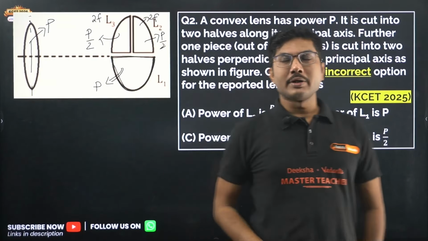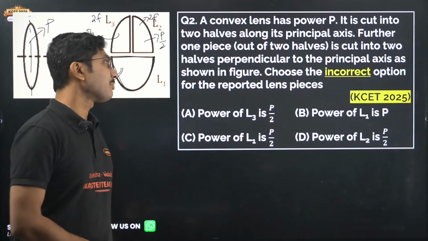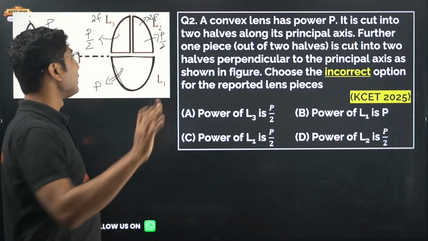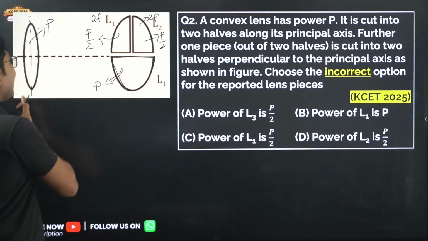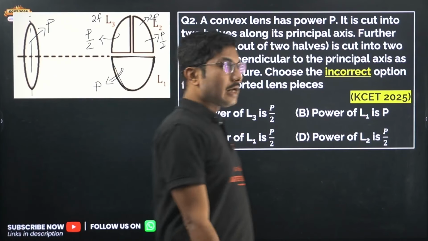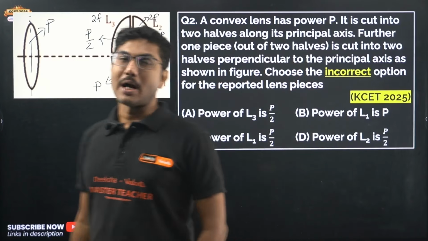This can be proven using your tried and tested lens maker's equation, but we are not going into that detail. This is the fact that you can remember. This is easy to remember as well. When you cut along the axis of the lens, you get power half. If you cut along the principal axis, you get power same.